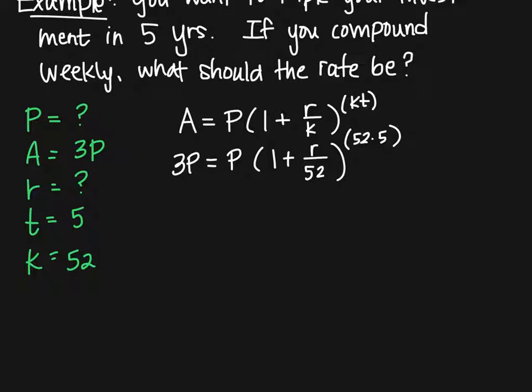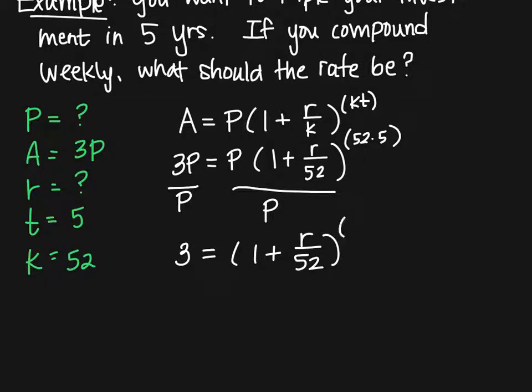We want to get R alone. I can't subtract P, there's no plus sign. I can divide P, though. Okay, let's divide P. What happens when you divide by P? The P on the other side is gone. All the P's are gone. You're right. So we have 3, and then (1 plus R over 52) to the 52 times 5, that's 260.